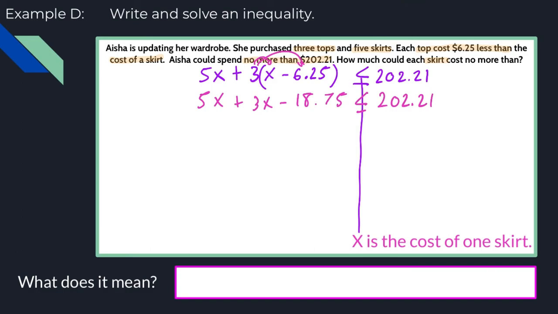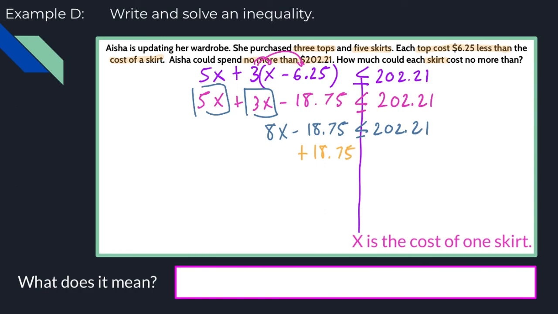Now we need to simplify again because we have to combine our like terms. So 3x and 5x is going to give us 8x. Bring down our minus 18.75 because we didn't do anything with that. Inequality symbol stays the same. Total stays the same so far. Now we need to get rid of our constant. We're going to do that by adding 18.75. The opposite of subtraction is addition. These are going to cancel. Bring down our 8x. We didn't multiply or divide by a negative, so our sign stays the same. $202.21 plus 18.75 is going to give us $220.96.